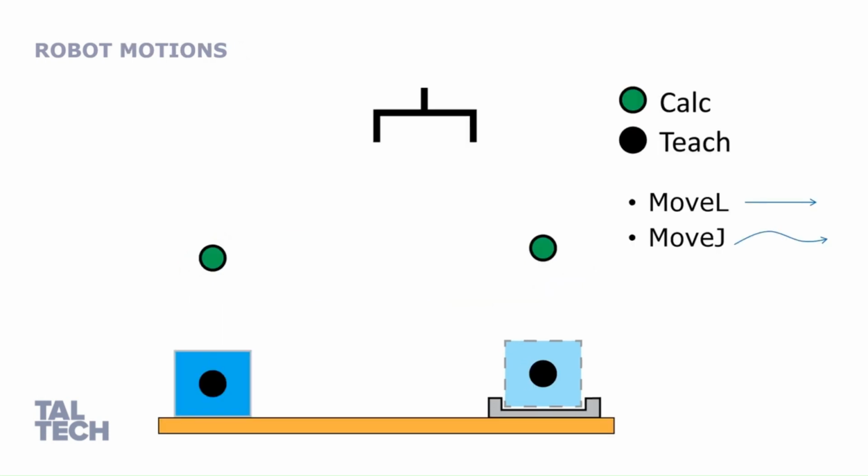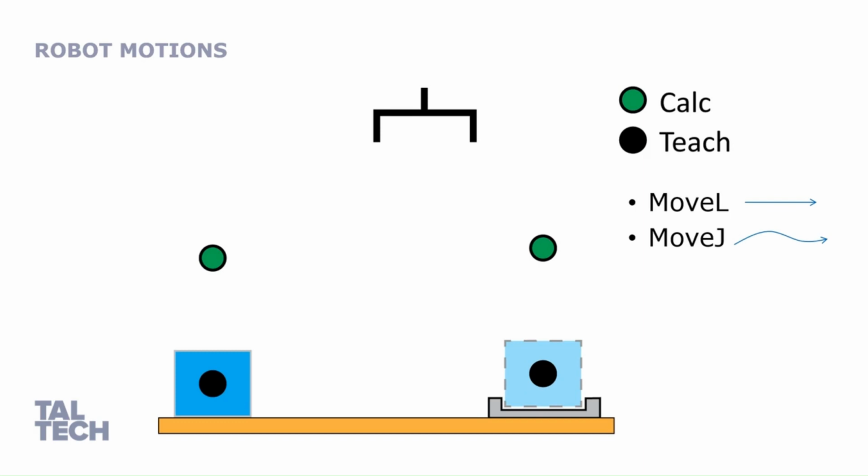Now we need to decide which motions we should use to move between taught and calculated positions. In this case we have 2 options. One is linear motion and the other one is joint interpolation motion. MoveL is where the robot moves the TCP straight in the robot system. MoveJ is a little bit different because its path is not straight and we don't know exactly how it moves before we have seen it in real life. So these are the 2 options we have.